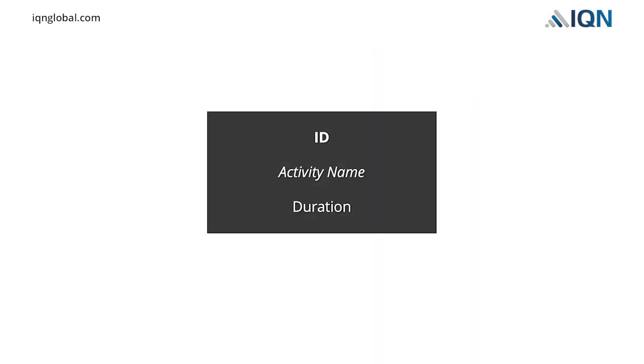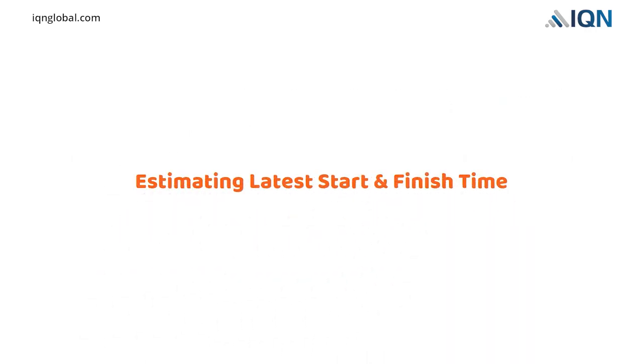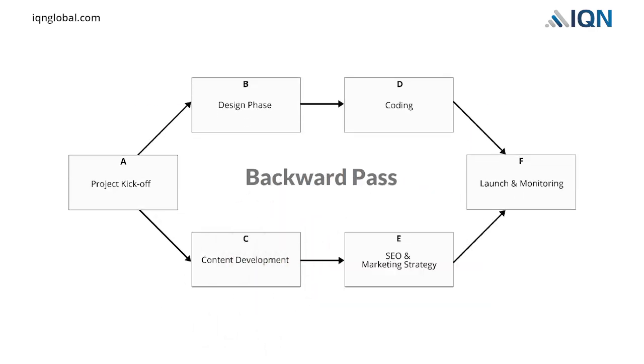Once we have labeled each node with its EST and EFT values, the forward pass through the network is completed. The figure illustrates the overall network with the forward pass. Now we will learn how to estimate latest start and finish time. In order to calculate the latest start and latest finish times of all project activities, we will carry out another process known as the backward pass.